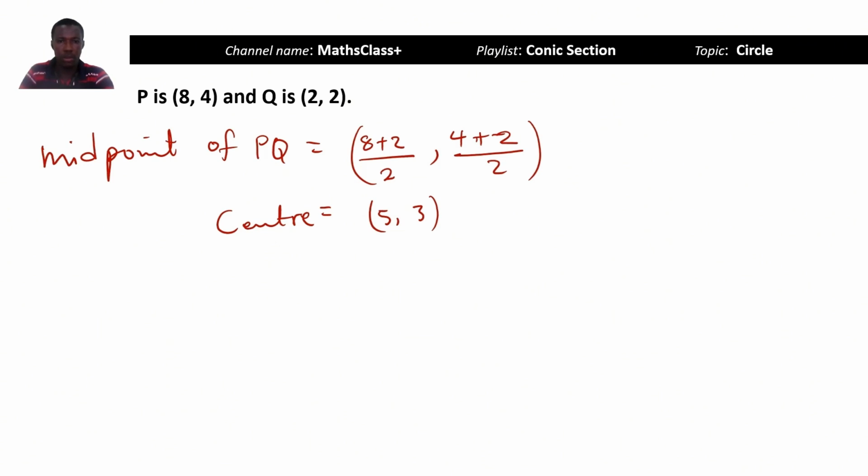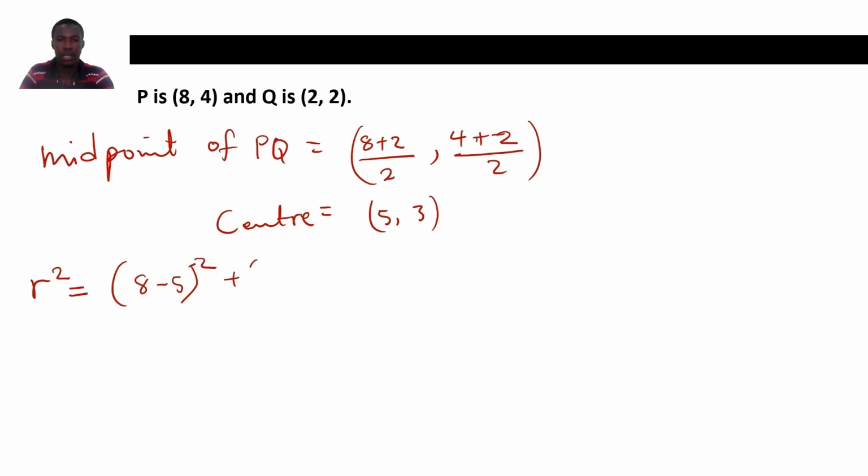So the radius is going to be r squared equals change in x squared plus change in y squared. If I take the point P, then I'll get (8 minus 5) squared plus (4 minus 3) squared. And that will be 3 squared, which is 9, plus 1 squared, which is 1. And so my r squared is 10.